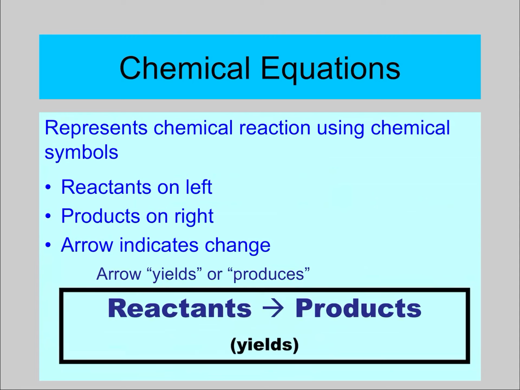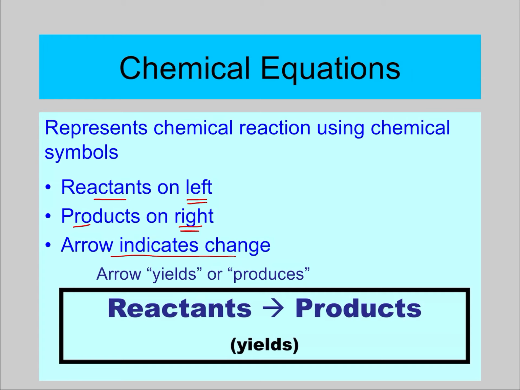So let's talk about chemical equations. Chemical equations are representations of chemical reactions using symbols. There are some things that are always constant. Reactants, what's reacting, is always on the left. The products, what's being produced, is always on the right. And the arrow indicates change or direction.